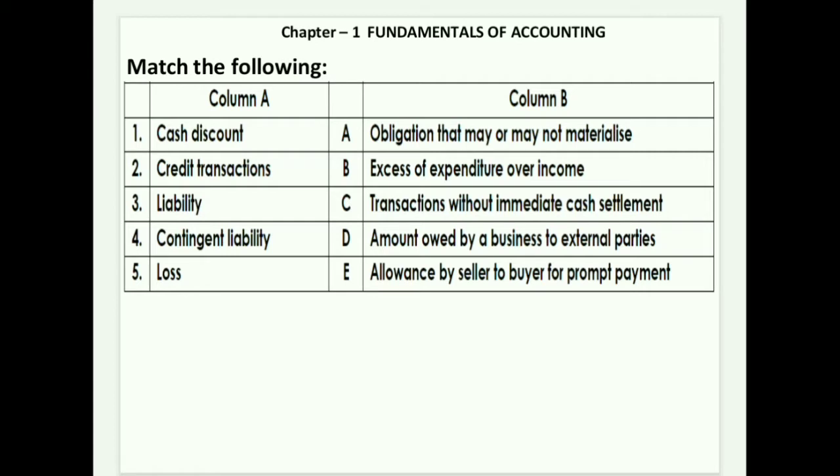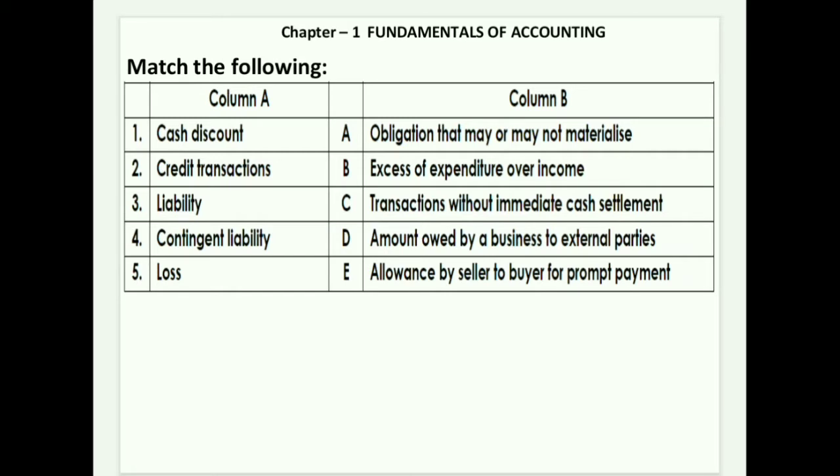Let's start with the first, match the following. Here is column A and column B. The questions are on the screen for you to give the answer first, then we will discuss the answer in the next slide.